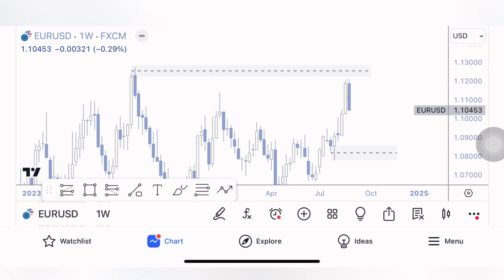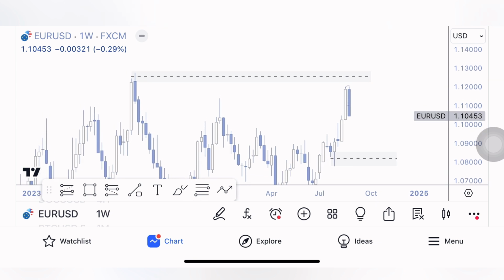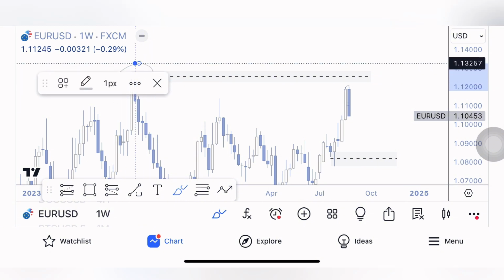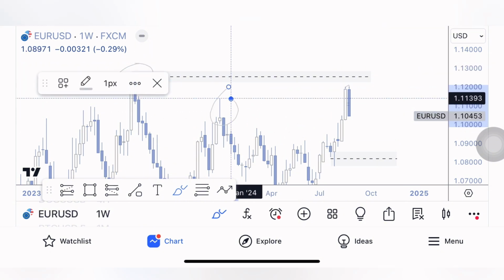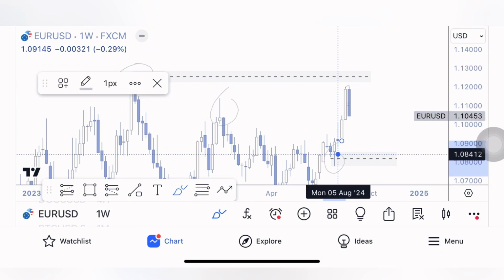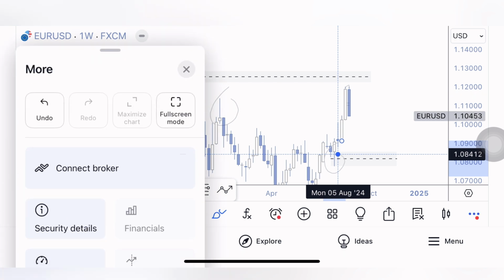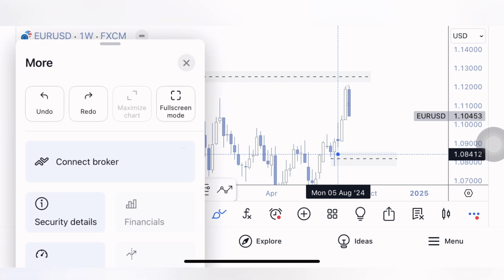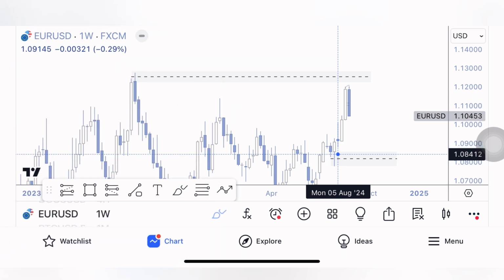You're clearly looking for the weekly key levels, and how you can identify them is just looking at the rejection weeks, right guys? That is basically everything for finding your key levels on the weekly time frame.